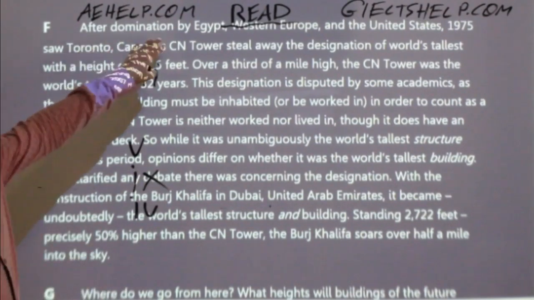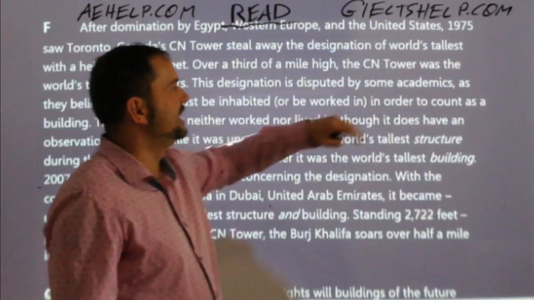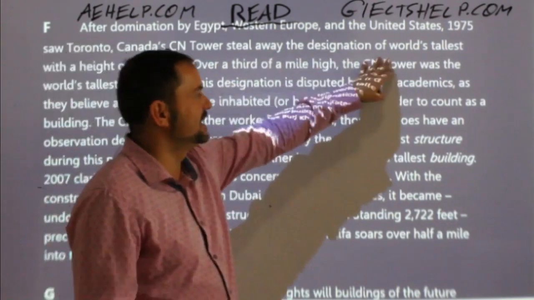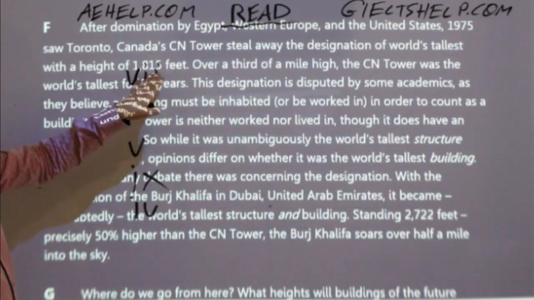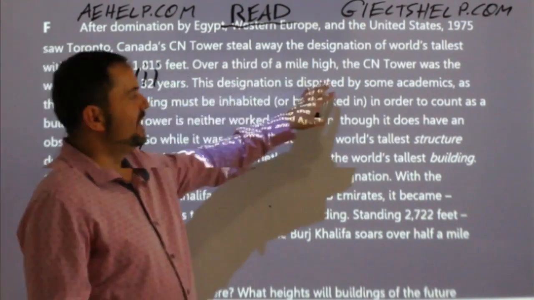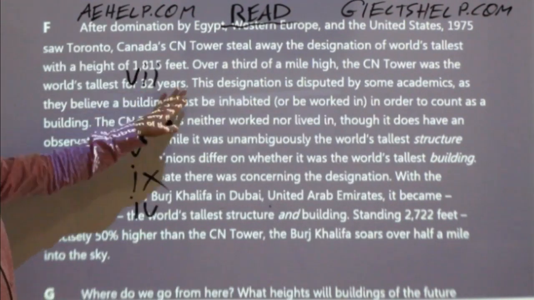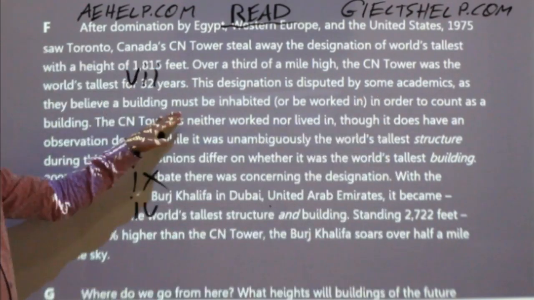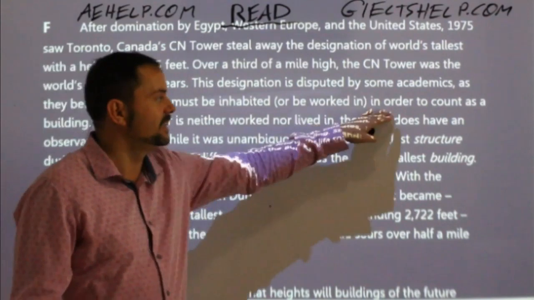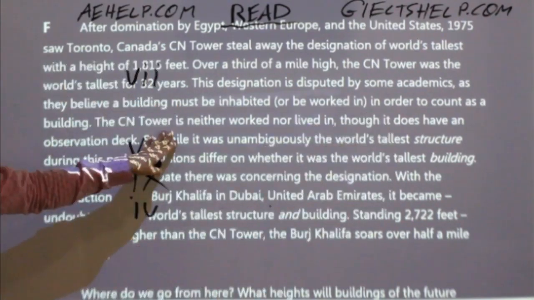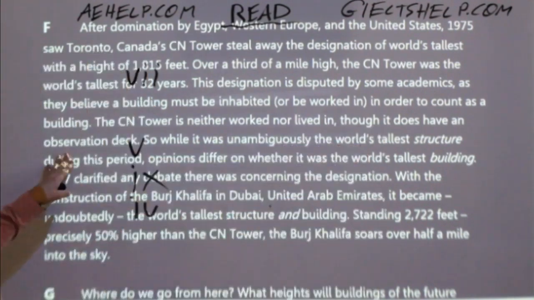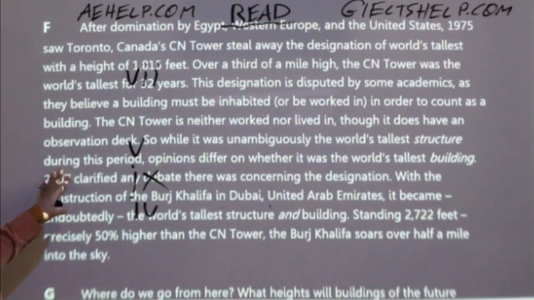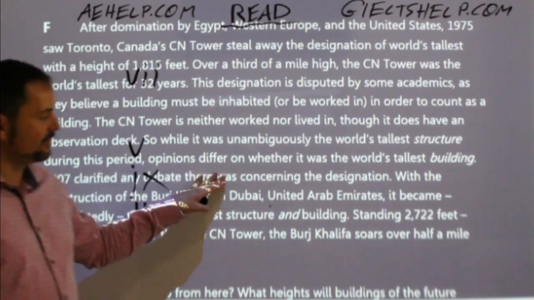So, after domination by Egypt, Western Europe, and the United States, 1975 saw Toronto, Canada's CN Tower steal away the designation of world's tallest with a height of 1,815 feet. Over a third of a mile high, the CN Tower was the world's tallest for 32 years. This designation is disputed by some academics as they believe a building must be inhabited or worked in order to count as a building. The CN Tower is neither worked nor lived in, though it does have an observation deck.